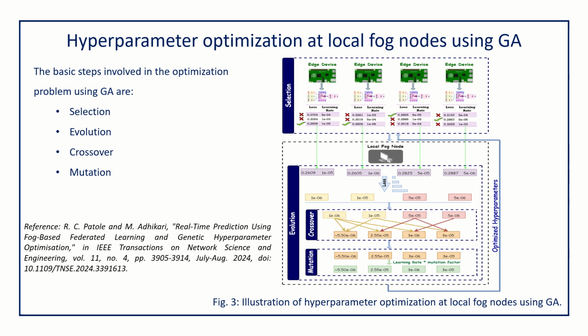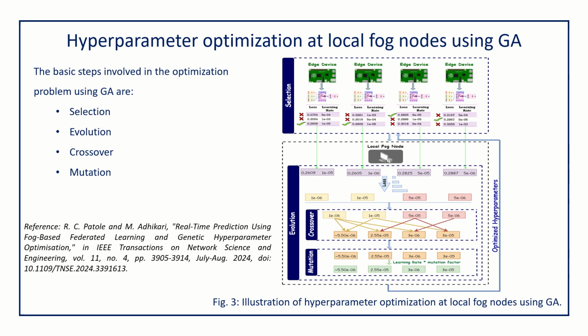This figure illustrates the process of hyperparameter optimization at the local fog nodes using genetic algorithm. Genetic algorithm is employed at the local fog level rather than the edge because edge devices are resource constrained and hence offloading this computational task to the fog layer would be more efficient. The basic steps involved in the optimization problem using genetic algorithm are selection, evolution, crossover, and mutation.